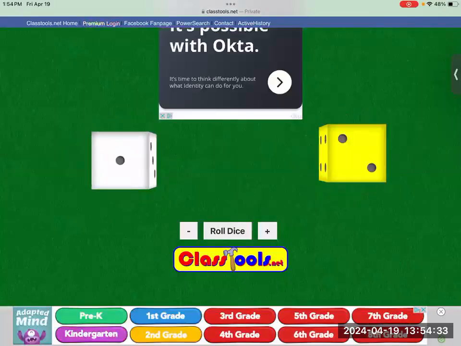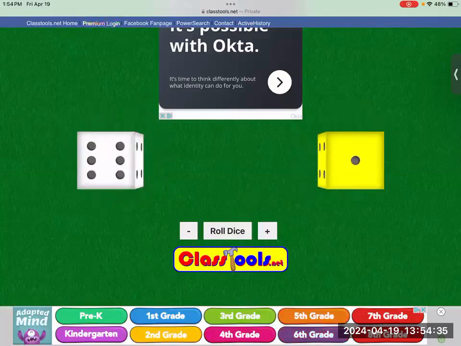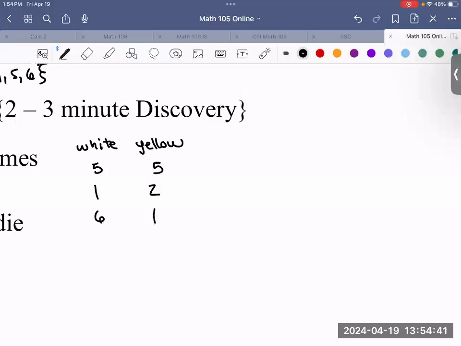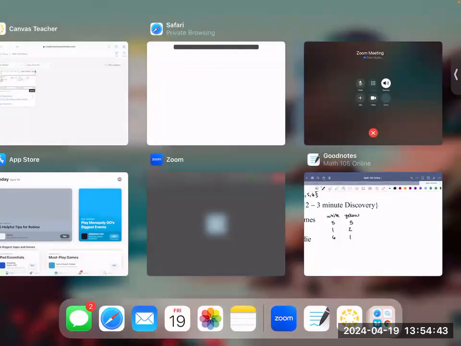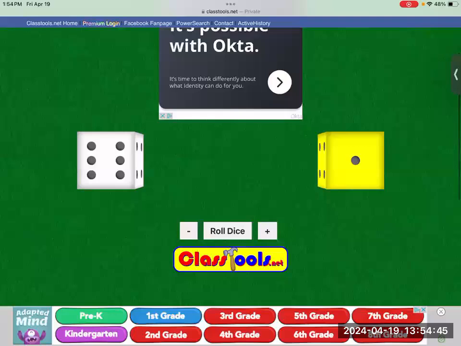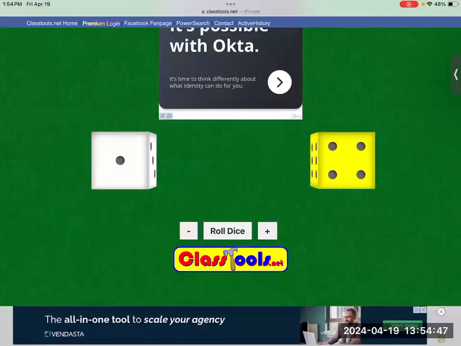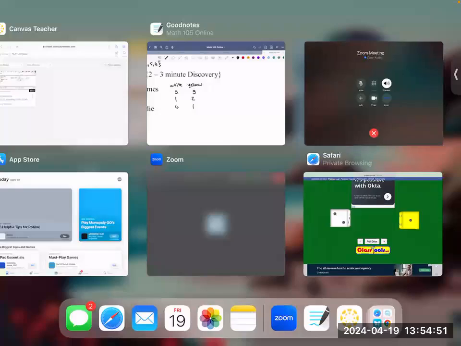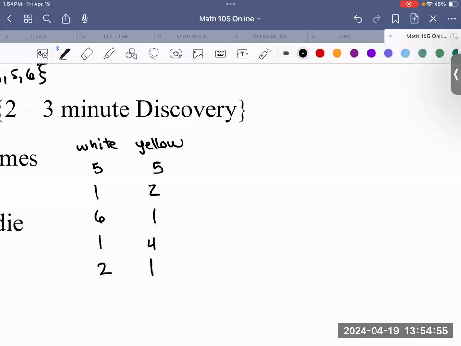All right, we have 1 and 2, 6 and 1. All right, only 2 more times. My memory is not what it used to be. 1 and 4, 2 and 1. Okay, then I'm going to do white and white.